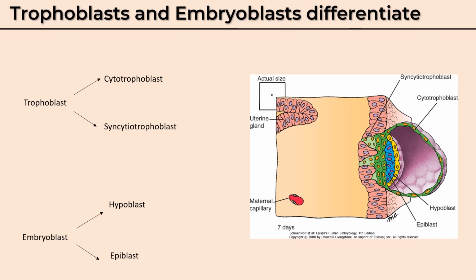So this inner cell mass here we have in yellow and blue are going to differentiate from these embryoblast cells into hypoblast and epiblast. And we have the hypoblast cells here in yellow and the epiblast cells next to the endometrial lining.